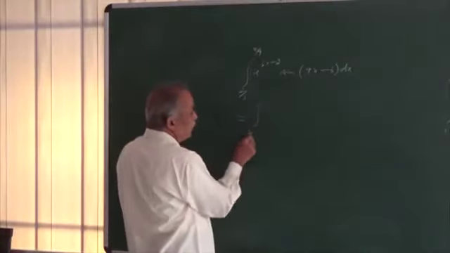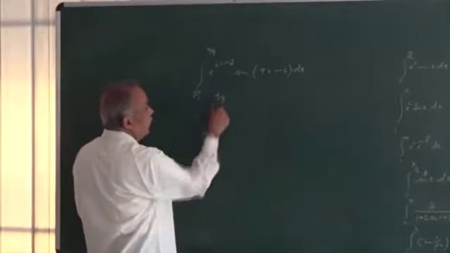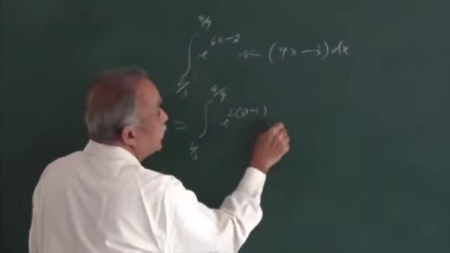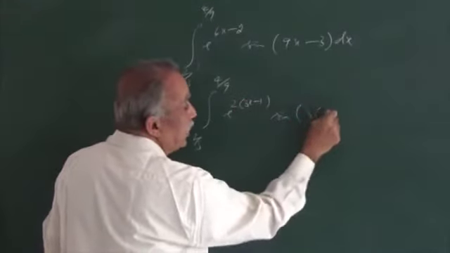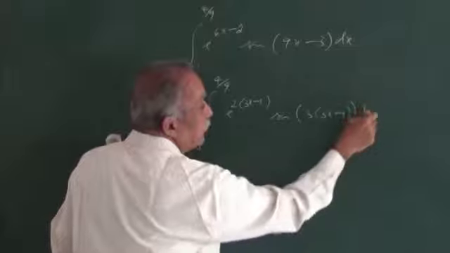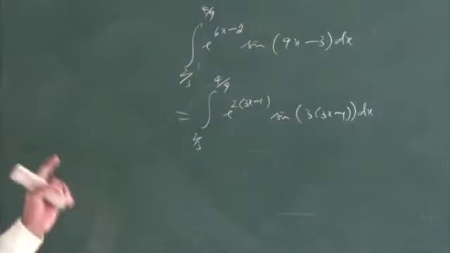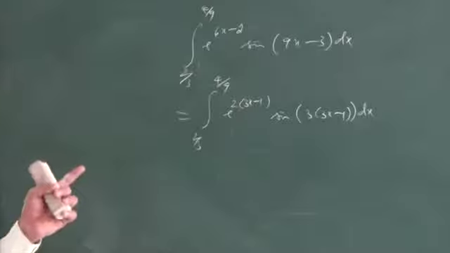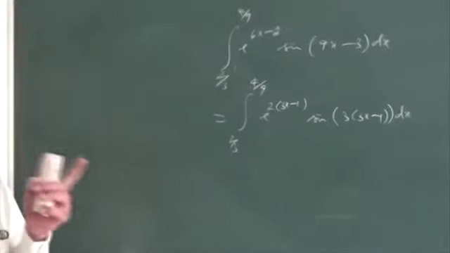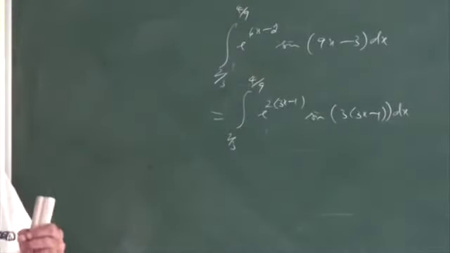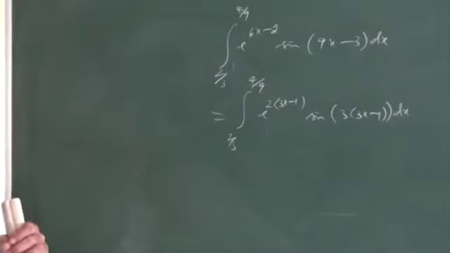You may write this as 2 by 3 to 4 by 9, e to the power 2 into 3x minus 1, sine of 3 into 3x minus 1 dx. I find my expression in the form e to the power 2x sine 3x with x replaced by 3x minus 1. What is a formula for integral e power 2x sine 3x?